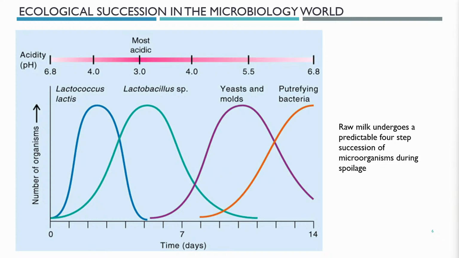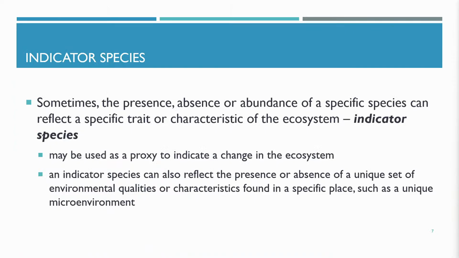And then eventually you will have bacteria that can degrade proteins become active, which results in that really terrible smell and flavor that you get with spoiled milk. So it's a predictable process that we know, and it has to do with who's growing, then who can grow after that acid is produced. Any questions on any of this?